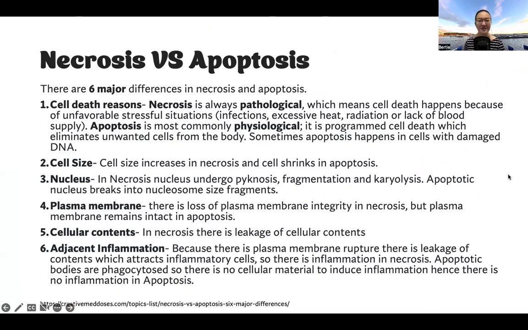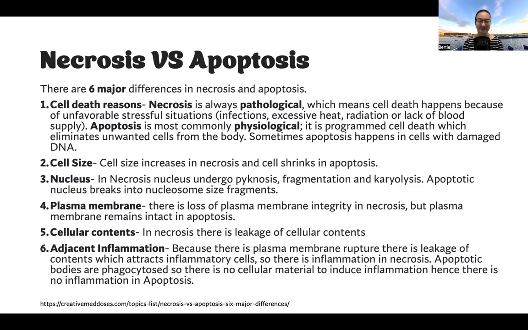There are 6 major differences in necrosis and apoptosis. Cell death reasons: necrosis is always pathological, which means cell death happens because of unfavorable stress situations, infections, excessive heat, radiation, or lack of blood supply. Apoptosis is most commonly physiological. It is programmed cell death, which eliminates unwanted cells from the body. Sometimes apoptosis happens in cells with damaged DNA.